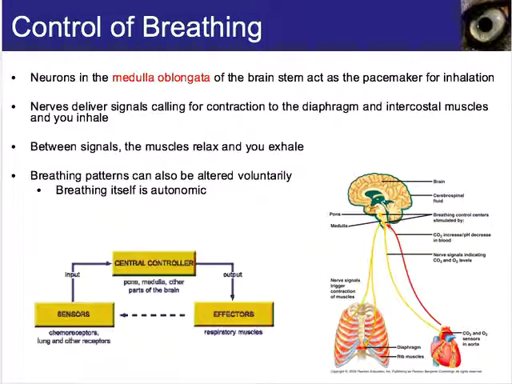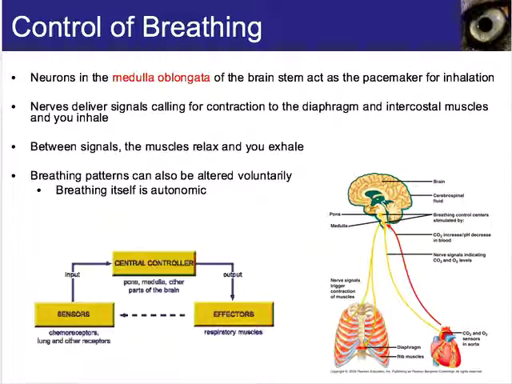So how is your breathing controlled? Well, neurons in the medulla oblongata, remember that part of the brain, because I can ask you that on your exam, of the brainstem act basically as your pacemaker for inhalation. So your medulla oblongata is basically what is going to control when you inhale and exhale. Nerves are going to deliver signals calling for contraction of the diaphragm and intercostal muscles, and you inhale. And between signals, the muscles will relax and you exhale.